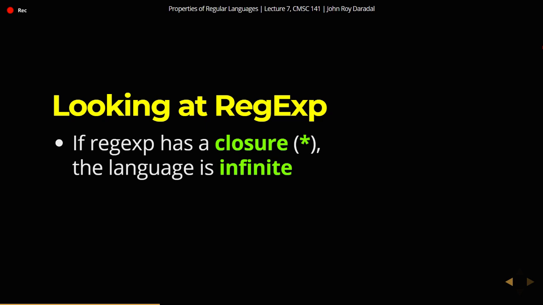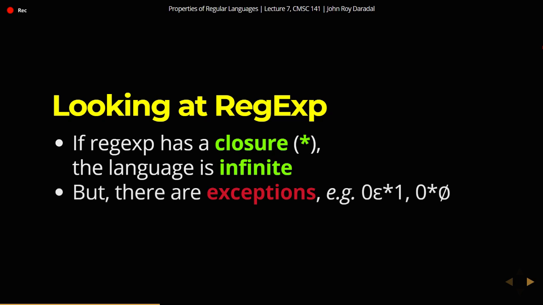So if a regular expression has a closure or the star, then the language is infinite. Okay, because closure or the star means that you could take zero or more copies of that symbol or string that you are closing. So you can take that as many times as you want, so that therefore the language is infinite. But this is not always the case, okay? There are some exceptions because, for example, if you have 0, epsilon star 1, so there is a closure here, but epsilon star is only epsilon, right?